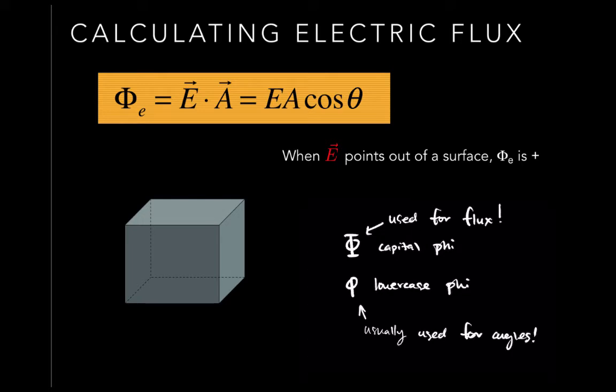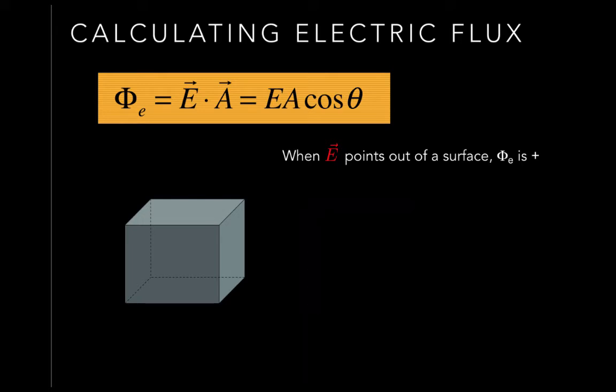What does the E stand for? Electric. It's the electric flux. Why do we call it electric flux? What other flux do you think we're going to have in this class? Magnetic, because this class is electricity and magnetism. So, yeah, it's very complicated. Okay, so when electric field points out of a surface, the flux is positive. When it points into the surface, it's negative, okay?